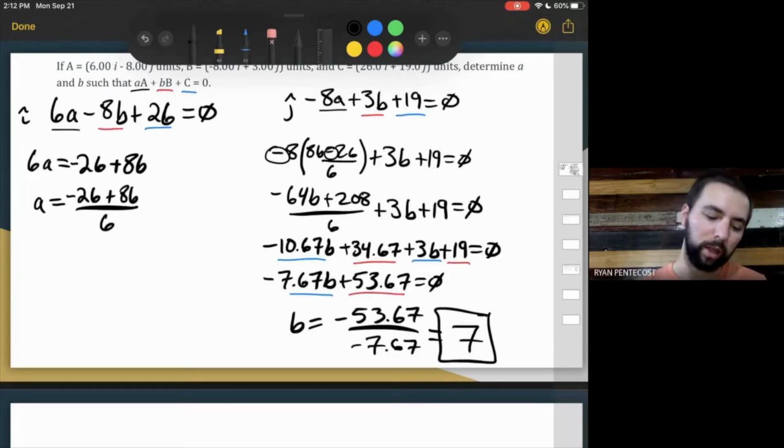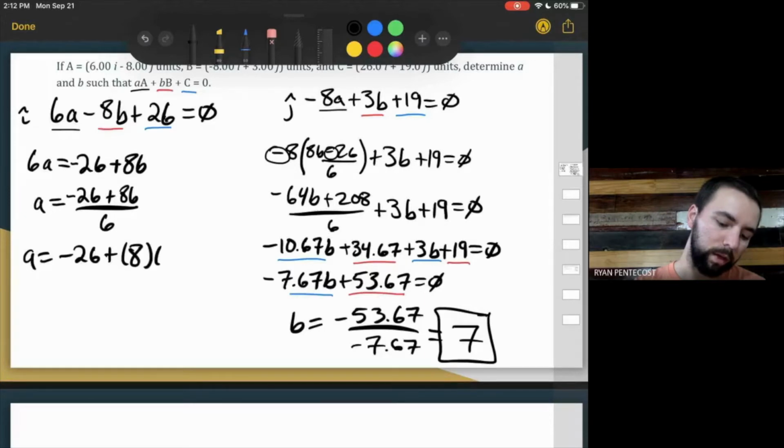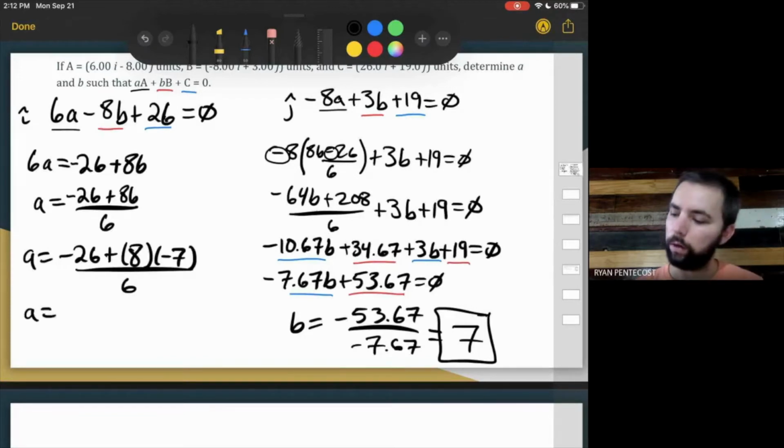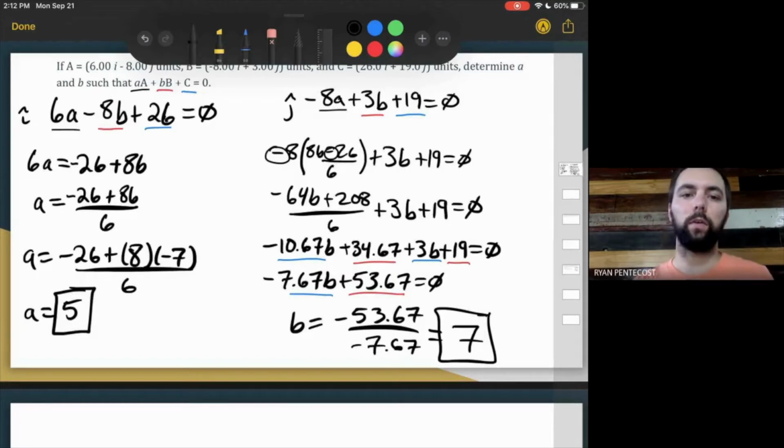So we'll take that 7, put it over here in the other equation. We've got our b over here. So a is negative 26 plus 8 times negative 7, all divided by 6. Put that all on your calculator. I believe that comes out to 5. Yep, it comes out to 5. So that's how you can find little a and little b in that kind of scenario.